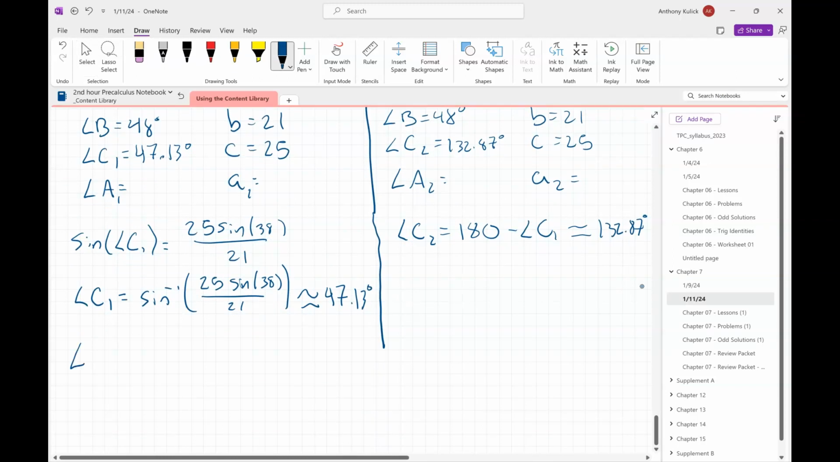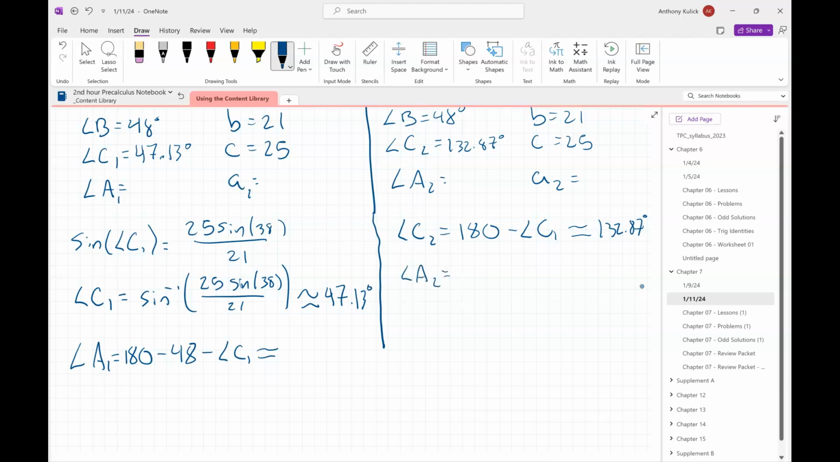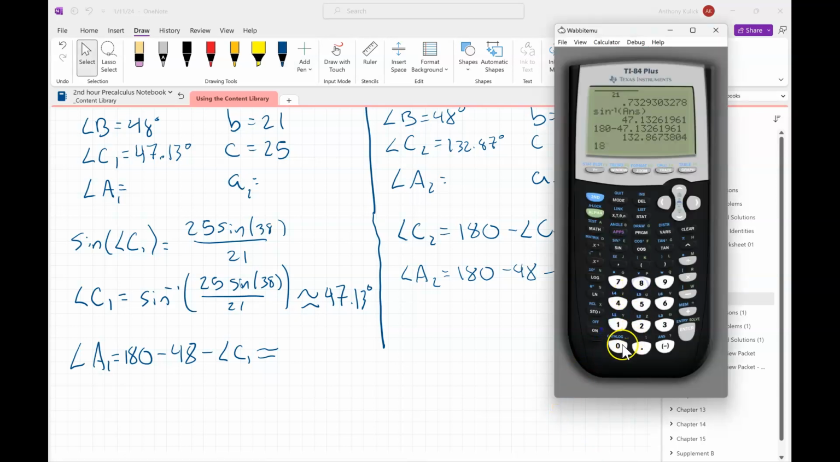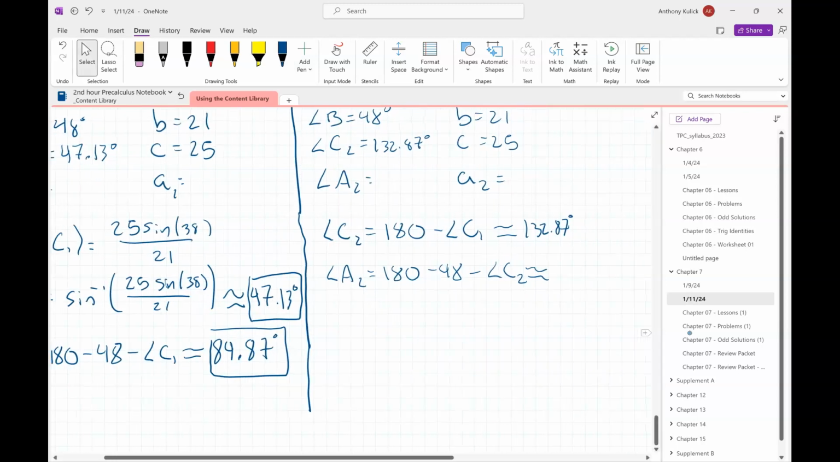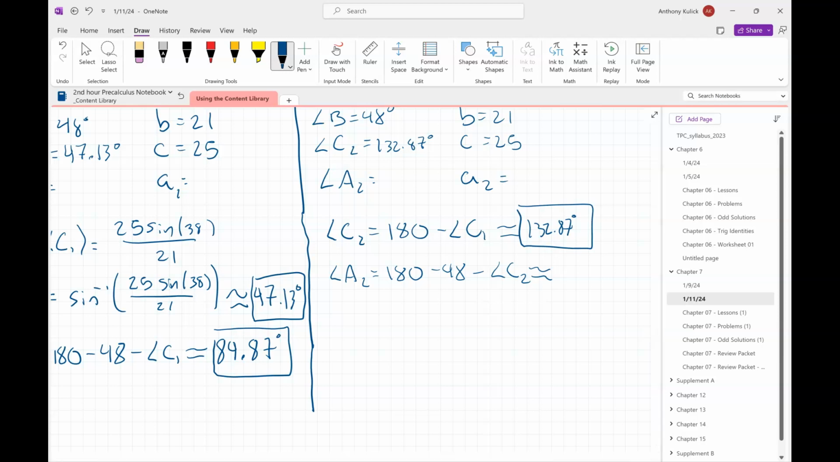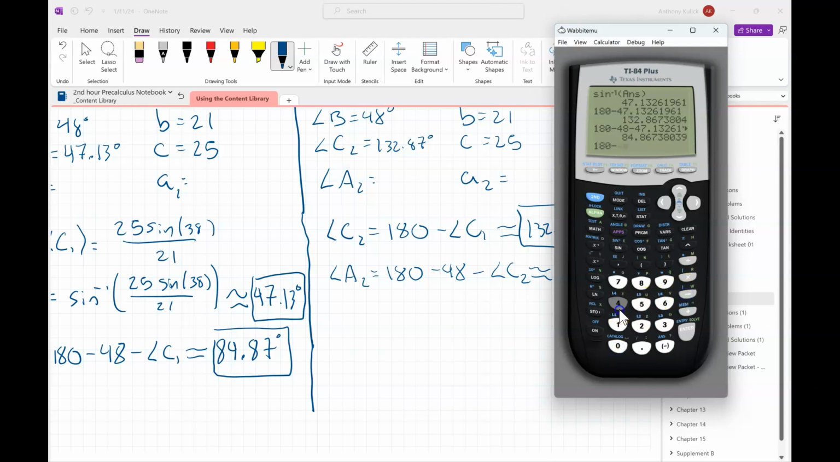Now in both triangles, we have 2 of the 3 angles. So to find the third, we can just do 180 minus the other 2. So in triangle 1, that's 180 minus 48 minus that 47.13. So we get 84.87. In triangle 2, I have 180 minus 48 minus that 132.87.